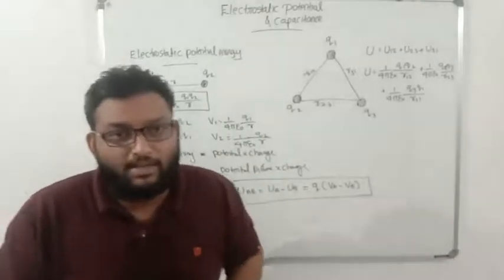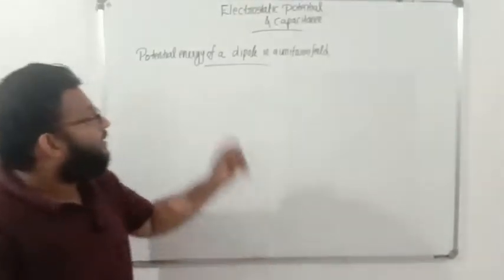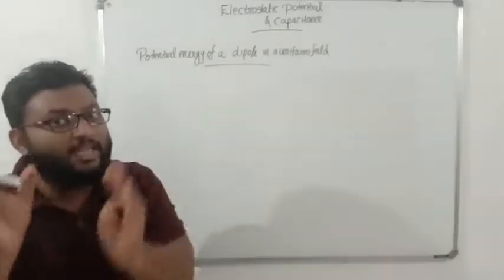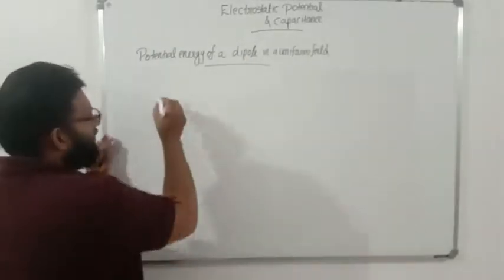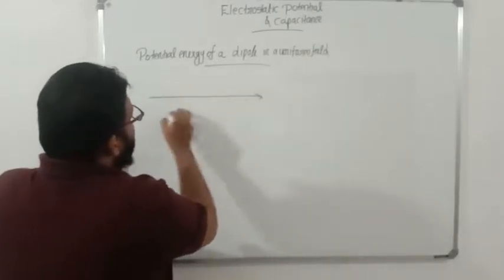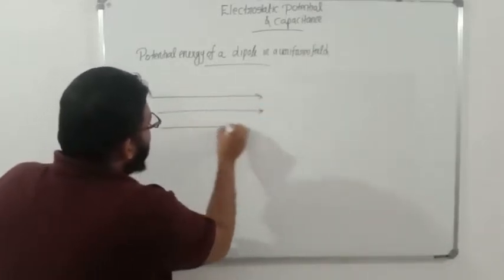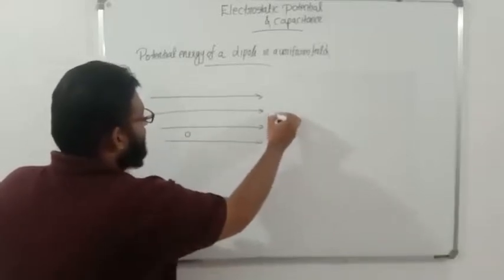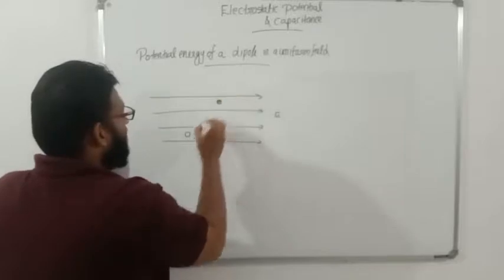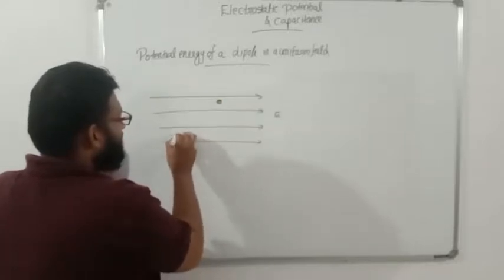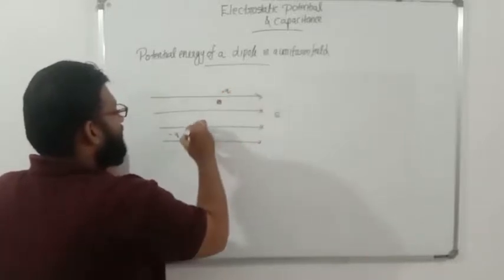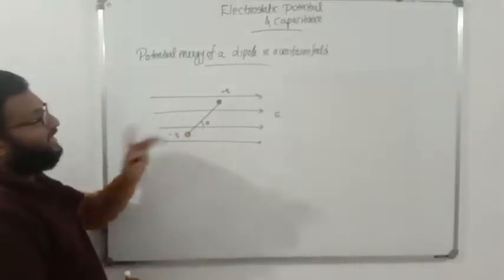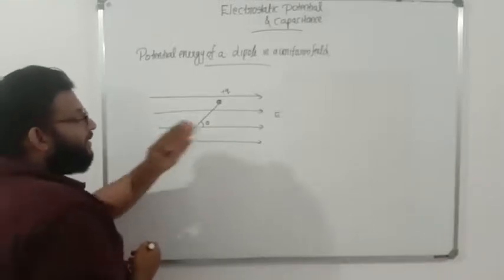Okay, very important idea. Another idea we have to discuss is the potential energy of a dipole which is placed in a uniform field. So what is a uniform electric field? If the field lines are parallel, we say that it's a uniform electric field. In that electric field, we place a dipole like this. There is a minus Q, there is a plus Q. This is the position of the dipole. The length of the dipole is making an angle theta with respect to the electric field intensity.